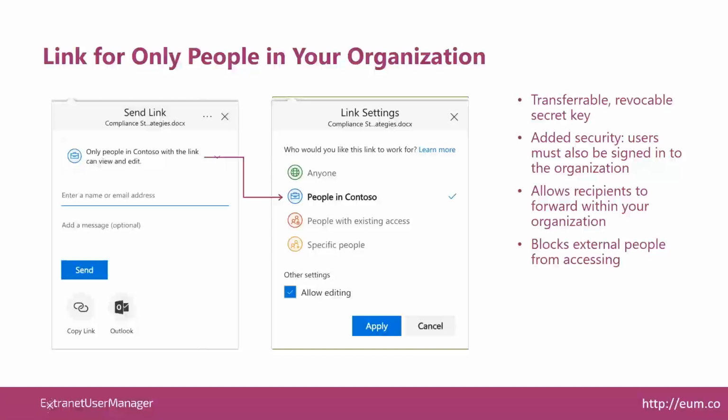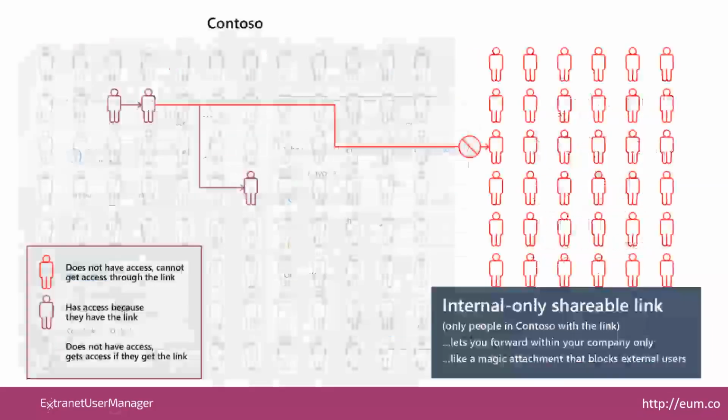Now, let's say instead of sharing externally, you actually want to send a link out to people in your organization. So this idea here is that you're not granting rights to the document, you're giving them a link that gives them rights to the document. So as long as they have that link, they have access to that document. Now it's locked to people within your organization, so it can't be forwarded to somebody outside. It has to be somebody within your organization.